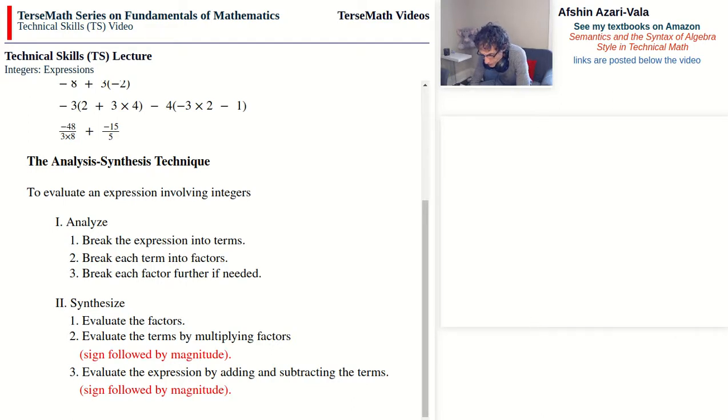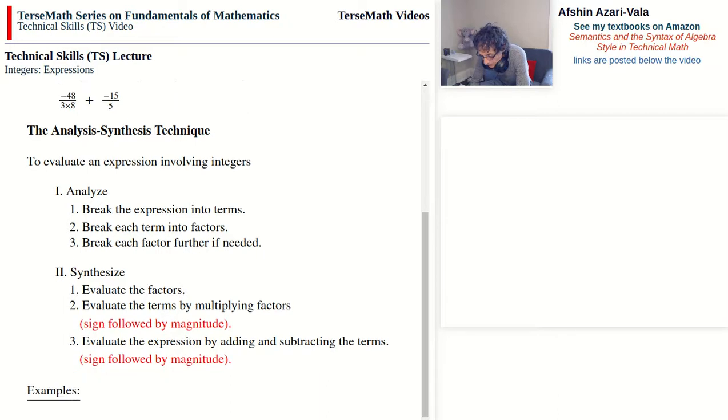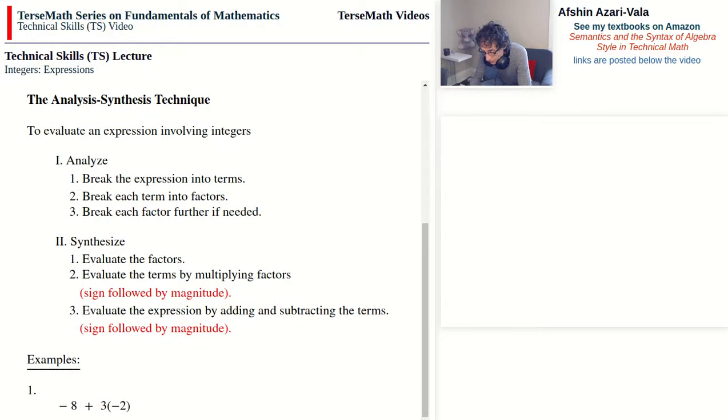Okay, time to look at some examples. Example 1, we have -8 plus 3 times -2. Now there is addition outside brackets here, and there is only this that's outside brackets, and therefore the expression breaks into two terms.